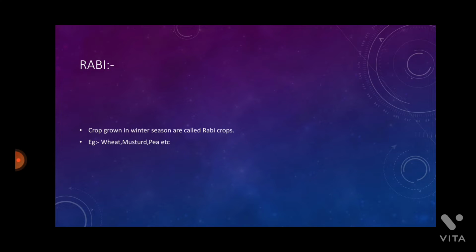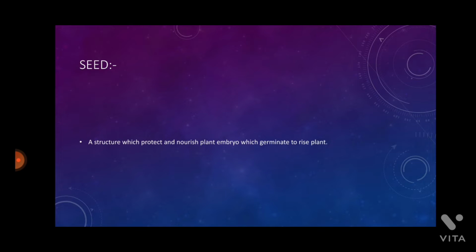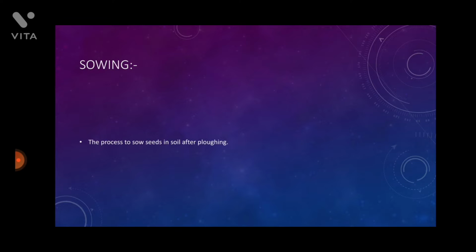Next is rabi. Crop grown in winter season are called rabi crops. Example wheat, mustard, pea, etc. Next is seed. A structure which protect and nourish plant embryo which germinate to rice plant. Next is silo. Large metallic beans to protect grain from insect and rat are called silo.